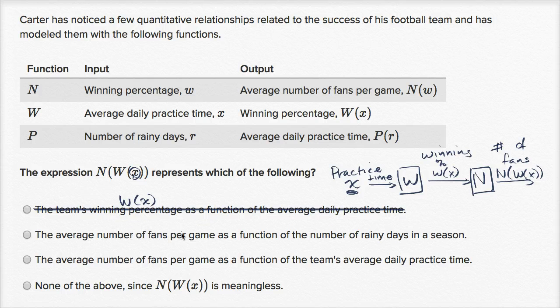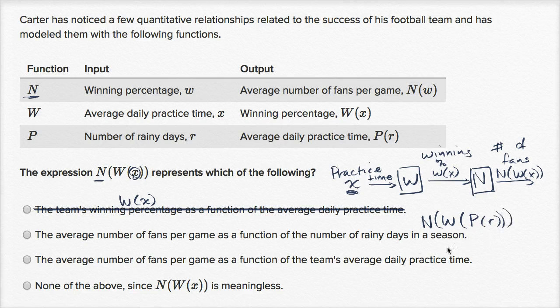The average number of fans per game, all right, this is interesting because that's what the final output is going to be in terms of the average number of fans per game. That is the output of the function N right over here. The average number of fans per game as a function of the number of rainy days in a season. Nope, we're not doing that. We're doing it as a function of practice time. You could construct that. In fact, if you wanted to do this, that would be N as a function of W as a function of P of R.